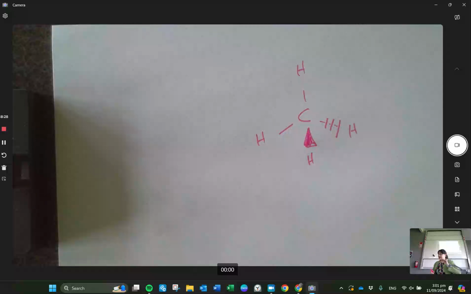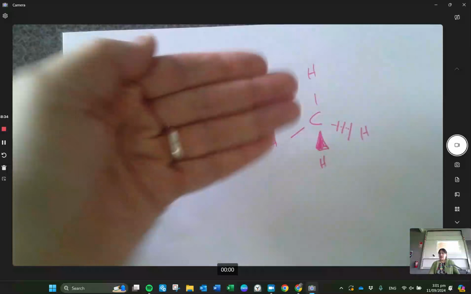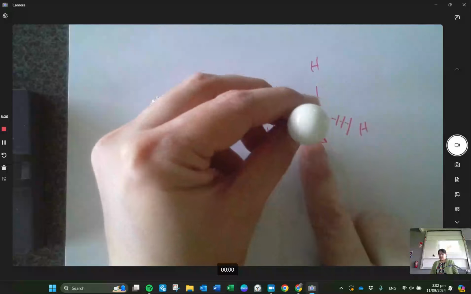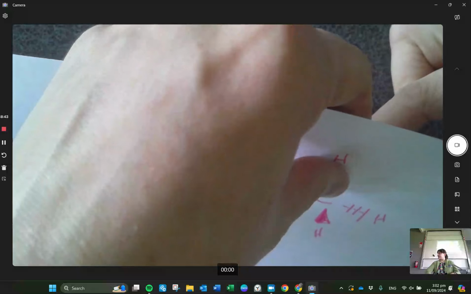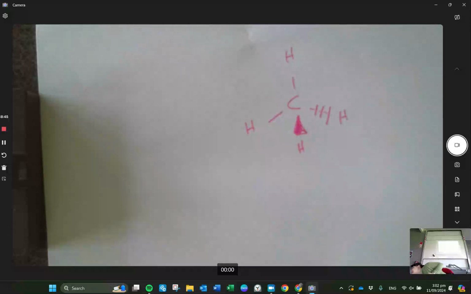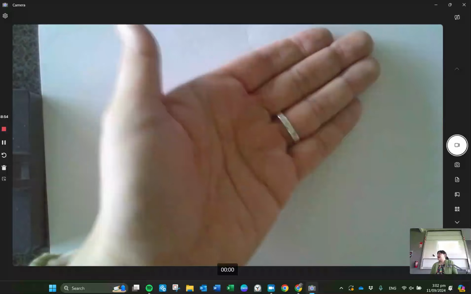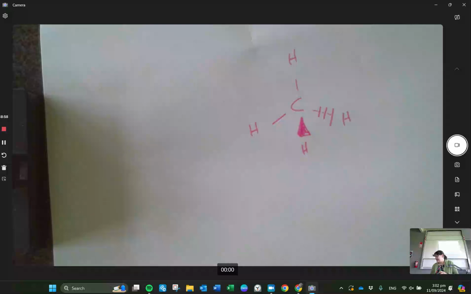Okay? So the imaginary paper is going this way. And then this is coming out of the paper, this one. And this one is going behind the paper. Now, dash line is to represent behind, bold lines to represent coming out. Yes, it's flat. We're talking about 2D. We're trying to communicate 3 dimensions in a 2D plane. It's really hard. All right.